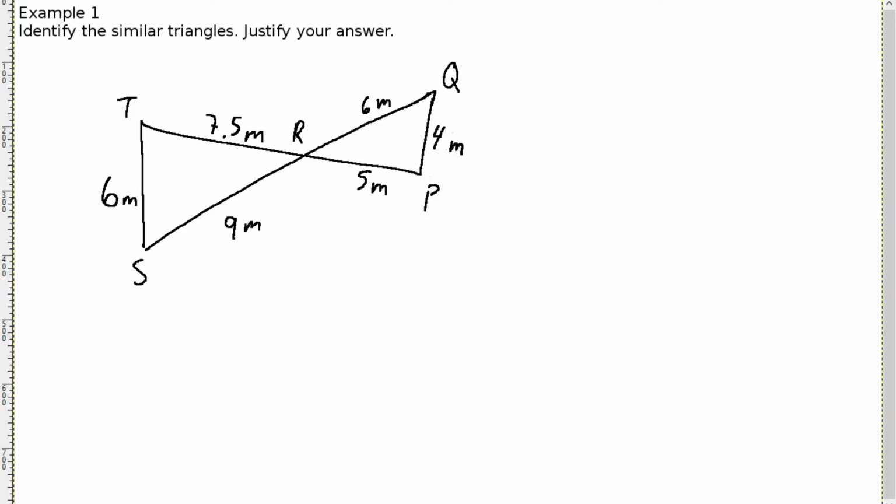All right, everybody. Hopefully you've had a chance to look at the examples and try and work through them. And we're going to go through them together on here. So example 1 says identify the similar triangles. Justify your answer. You can't just say it's those two, although you kind of want to.